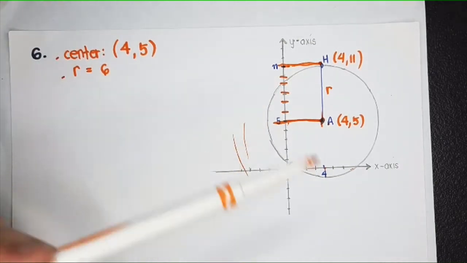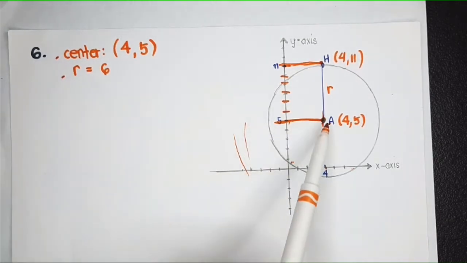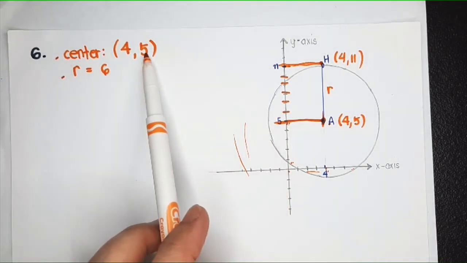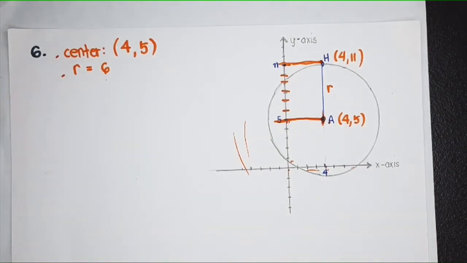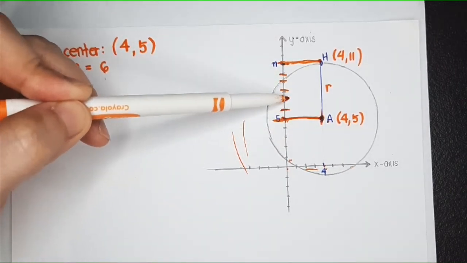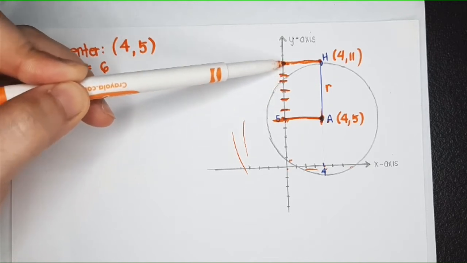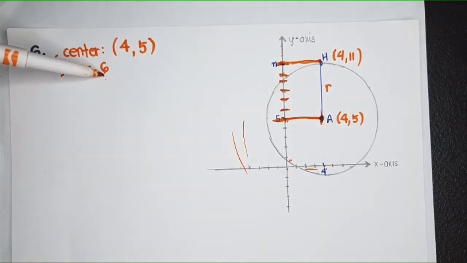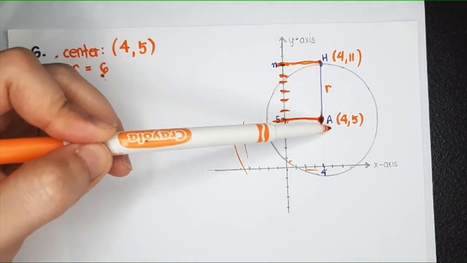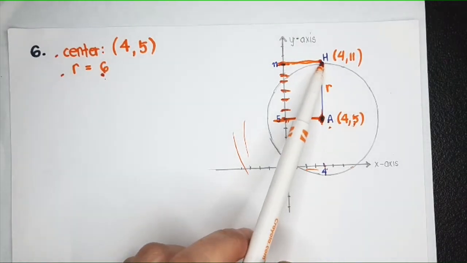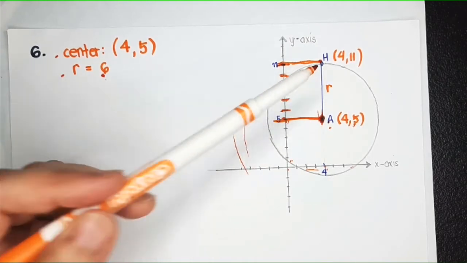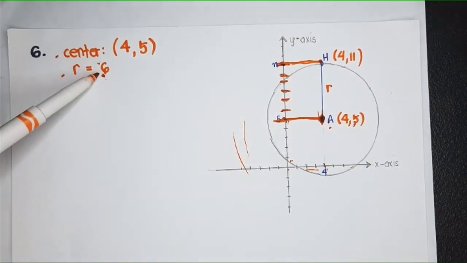So from the figure, we can easily get the center. Ito oh. Okay? So it's 4, 5. So that's why we have the center. And then for the radius, I do simple counting from this point up to this point. So 1, 2, 3, 4, 5, 6. Okay? So that's why the radius is 6. Or, pwede rin naman, get the coordinates of A, ayan o, 4, 5. Get the coordinates of H, you have 4, 11. And then get the distance using the distance formula. Okay? Of course, you should be getting 6 also.